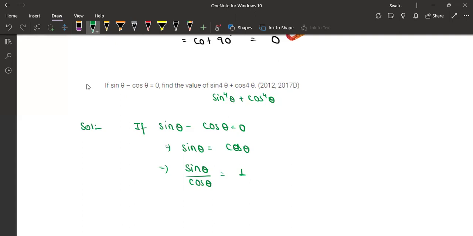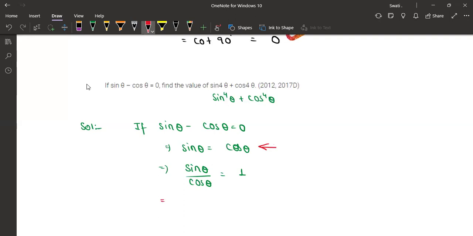If somebody is not understanding this particular part, how I shifted it to the other side in the division form, let me explain. If in this step you divide by cos theta on both the sides, then what exactly will you get? You'll get exactly the same thing. Sine theta upon cos theta, and cos theta upon cos theta will be 1. So that's how also you can understand this.